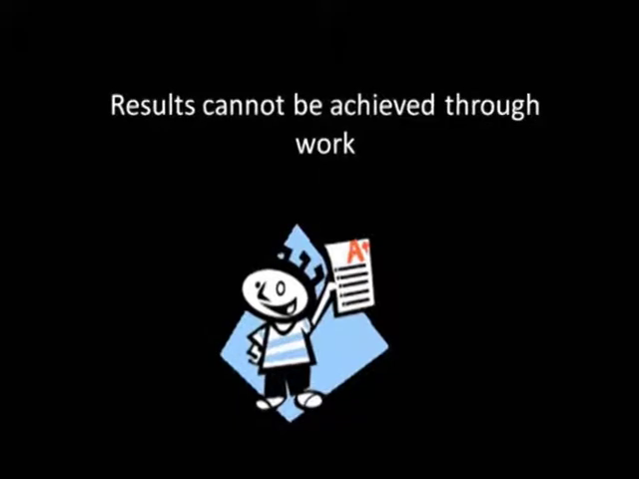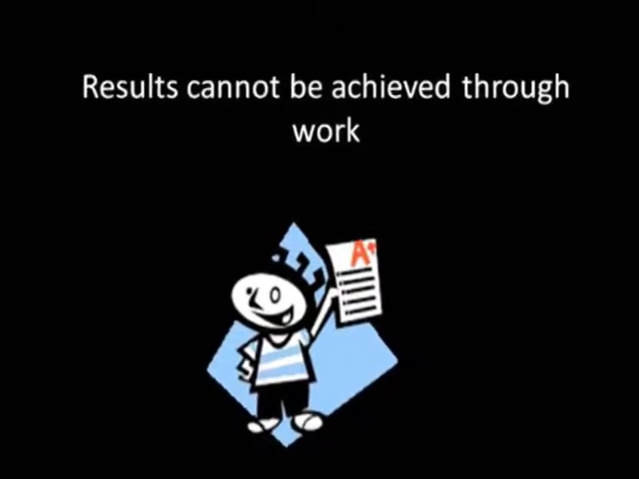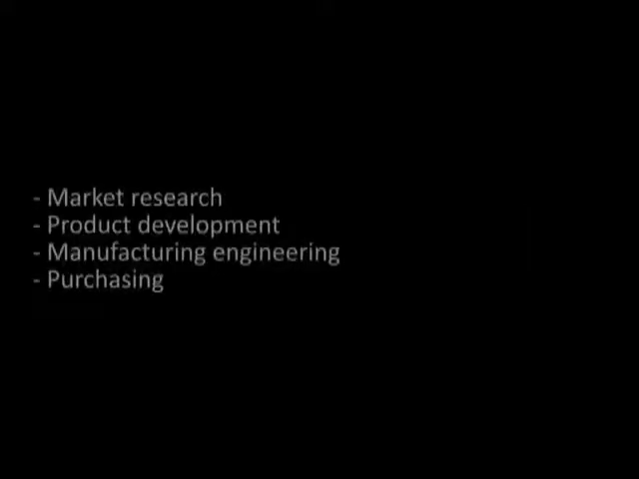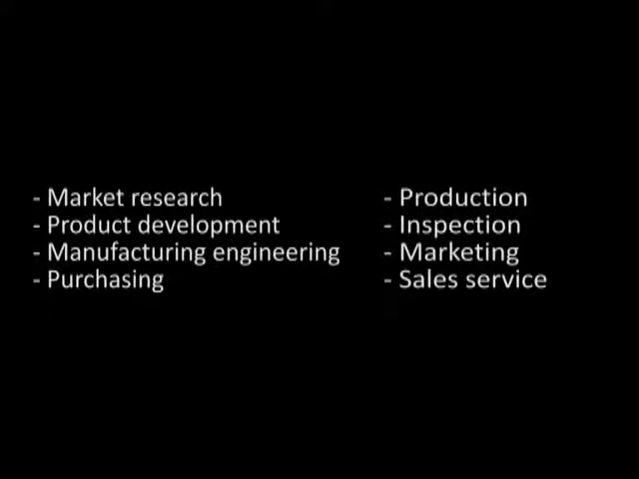Good results cannot be achieved through work in only one department in the organization. It is necessary for all those functions which come into contact with the product during its development, manufacture, and use to cooperate in this work of all sectors in the industry. This means that quality must be considered and controlled by all these functions: market research, product development, manufacturing engineering, purchasing, production, inspection, marketing, after-sales service.